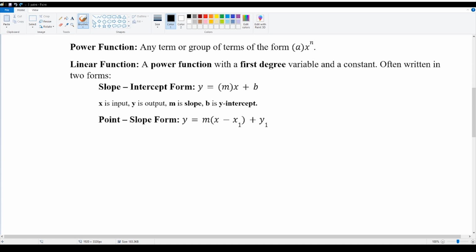They will often be written in one of these two forms. Slope-intercept form, which is y equals mx plus b, where the m is the a in the top example, and the x has a first power, so n would be 1. X is your input, y is your output, m is your slope, and b is your y-intercept. There's also point slope form that we'll be looking at, where we have y equals m times x minus x1 plus y1. That x1 and y1 is representing any point on the line, just any single coordinate.